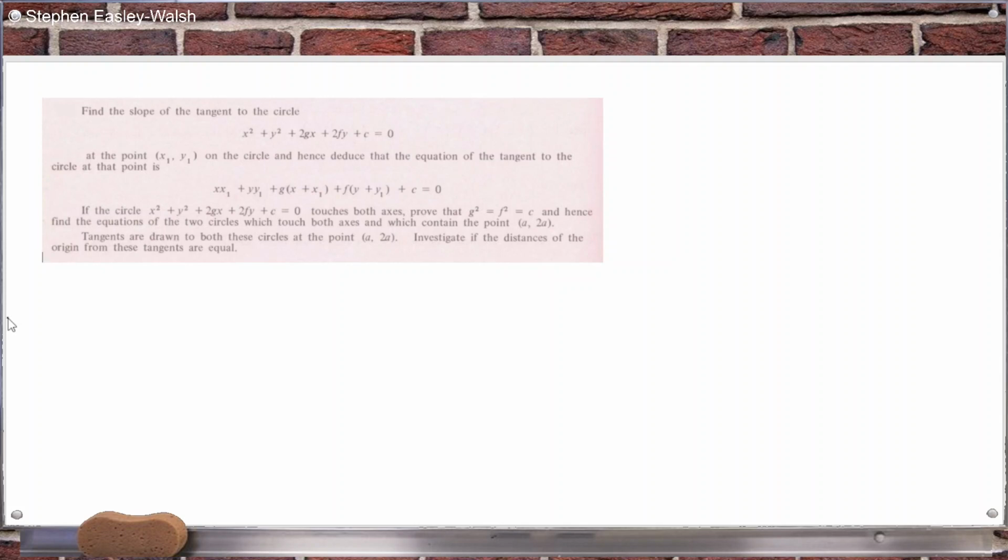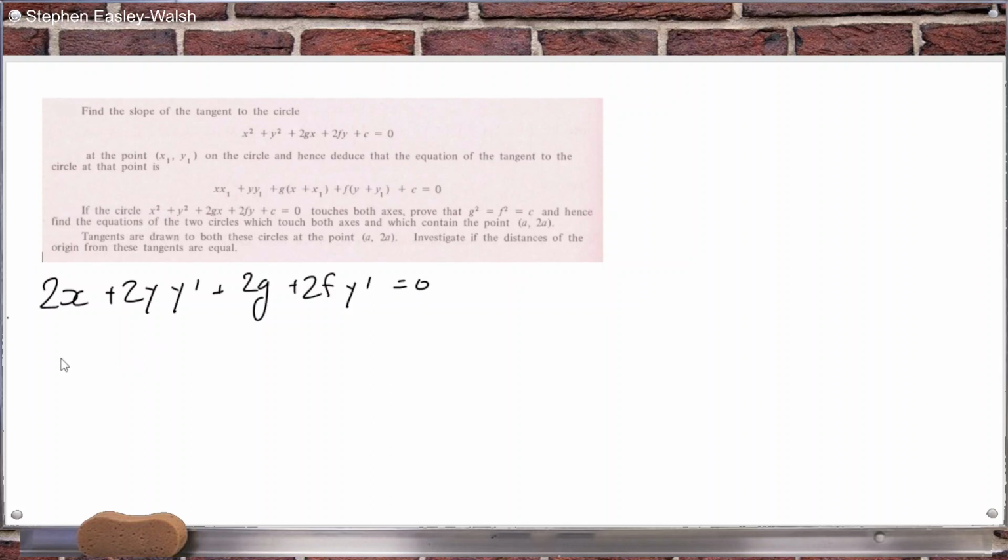Find the slope of the tangent to that circle at that point, and hence deduce that the equation of the tangent to the circle at that point is that. Okay. So first we'll get the derivative. So that's 2x plus 2y dy/dx plus 2g plus 2f dy/dx equals 0.